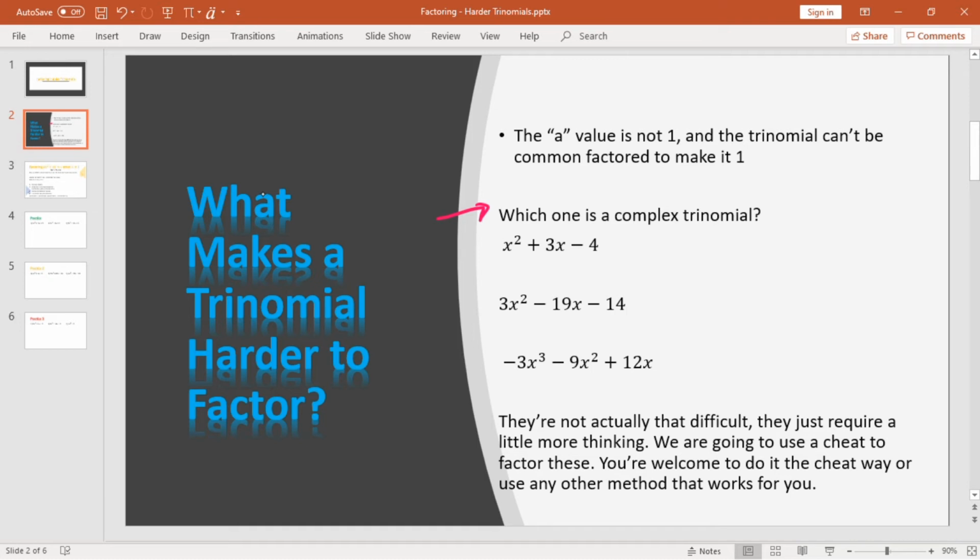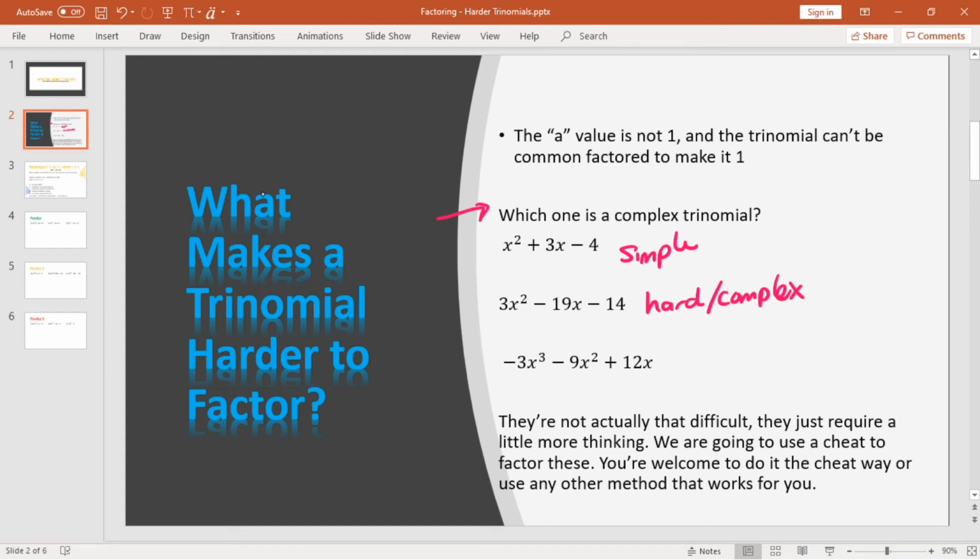So obviously this one is simple. Looking at this one, I have 3, -19, and -14. So this is a hard or complex trinomial. And looking at my third one, I have -3, -9, and +12.